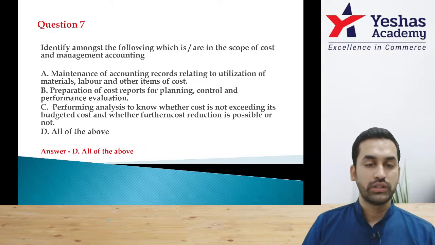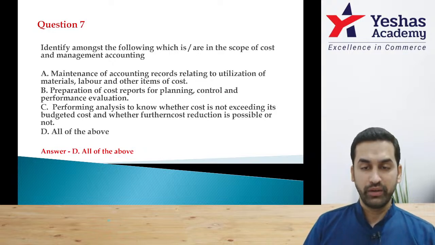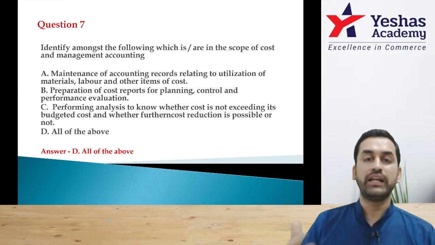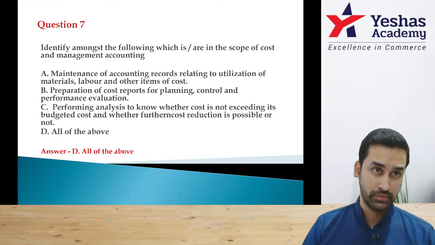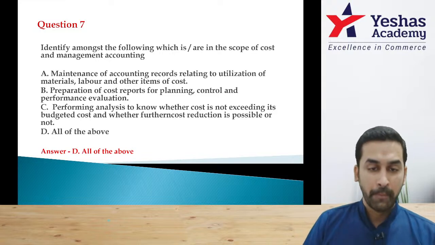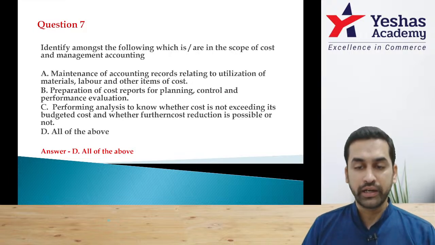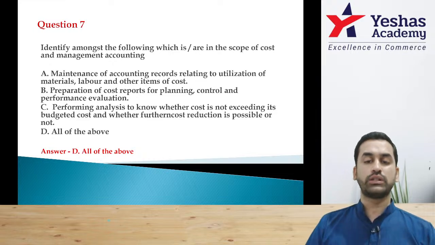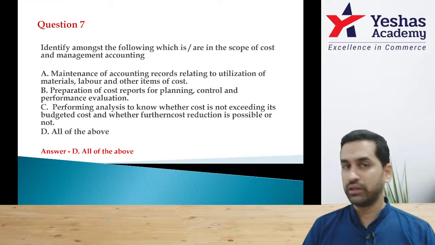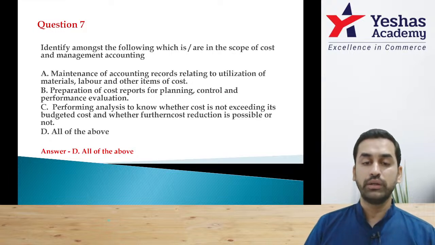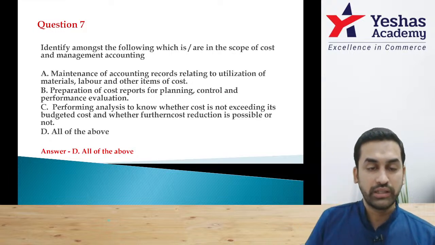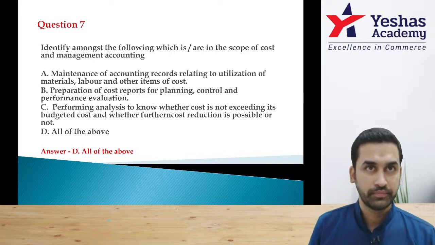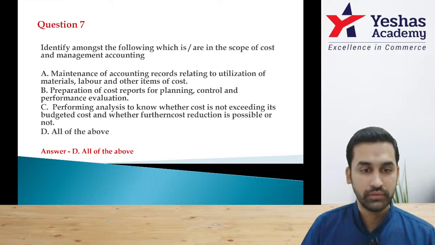Next, question 7. Identify among the following which is or which are in the scope of cost and management accounting. They're asking both. A, maintenance of accounting records relating to utilization of material, labor and other items. Definitely yes. Preparation of cost reports for planning, controlling and performance evaluation. Definitely yes. By the way, when you're reading options A and B, keep in mind the question is talking about both cost and management accounting, not just cost accounting. Yes, it is both.